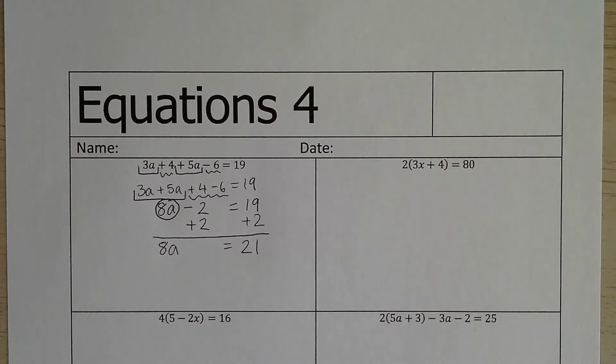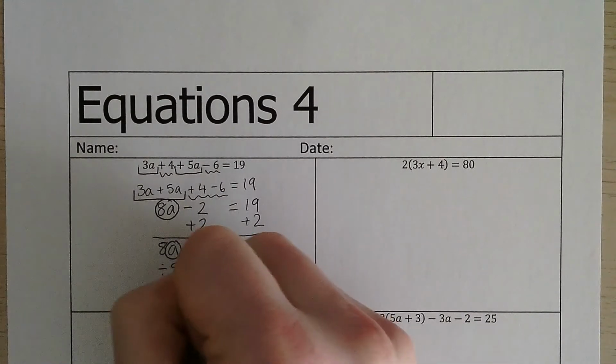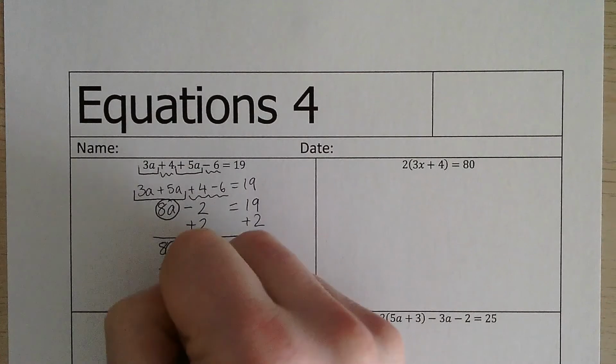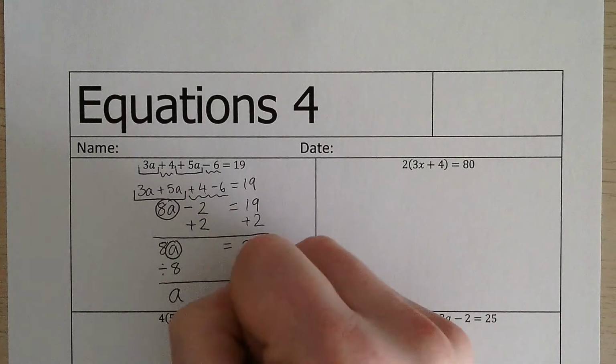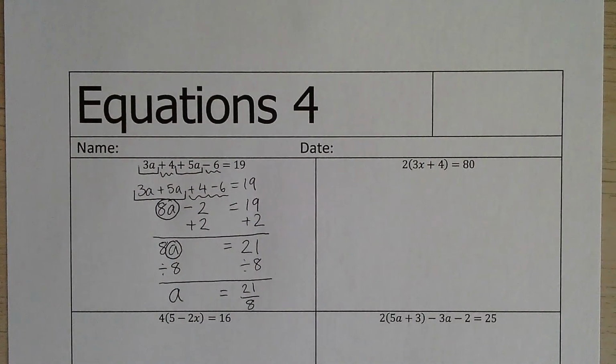We've not finished yet because we don't have a equals a value, so now we need to isolate the variable. This means we need to get rid of the 8, and the 8 is multiplying the a, so the opposite operation here is division by 8. 8a divided by 8 leaves us with a, and 21 divided by 8 we will leave as a fraction. So the final answer to this question is a equals 21 over 8.